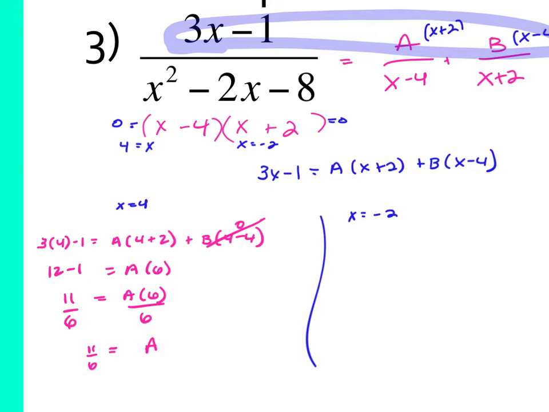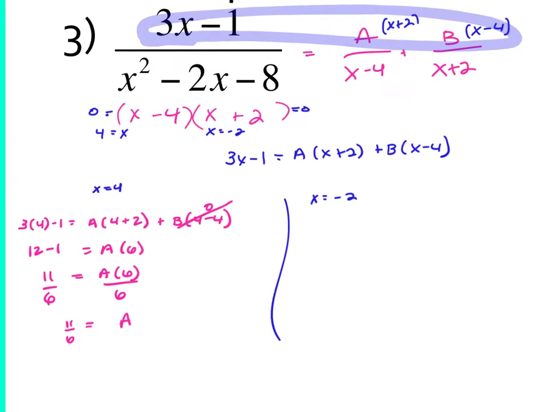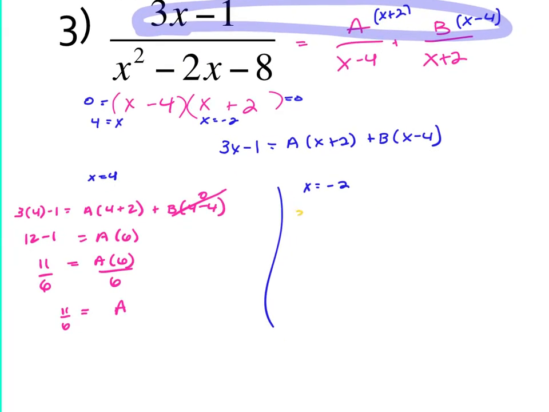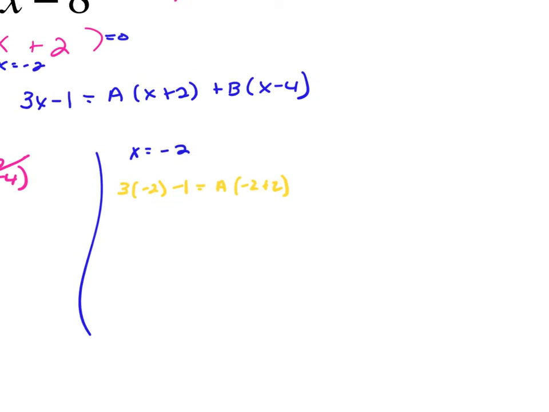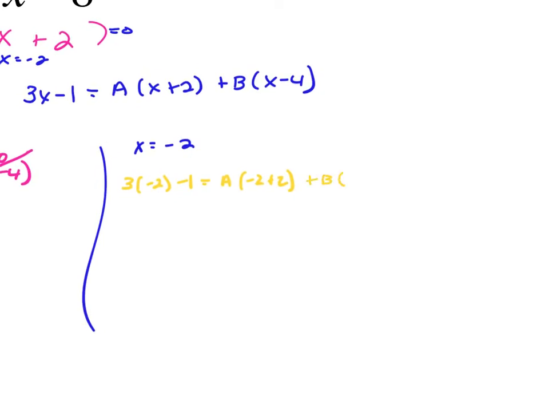With me so far? Then b, I'm going to plug in negative 2. So 3 times negative 2 minus 1 equals a. This one's going to cancel, so I don't have to write it. b times negative 2 minus 4. And I get negative 6 minus 1 equals, this is gone, b times negative 6, negative 7 equals b times negative 6. b is 7/6.